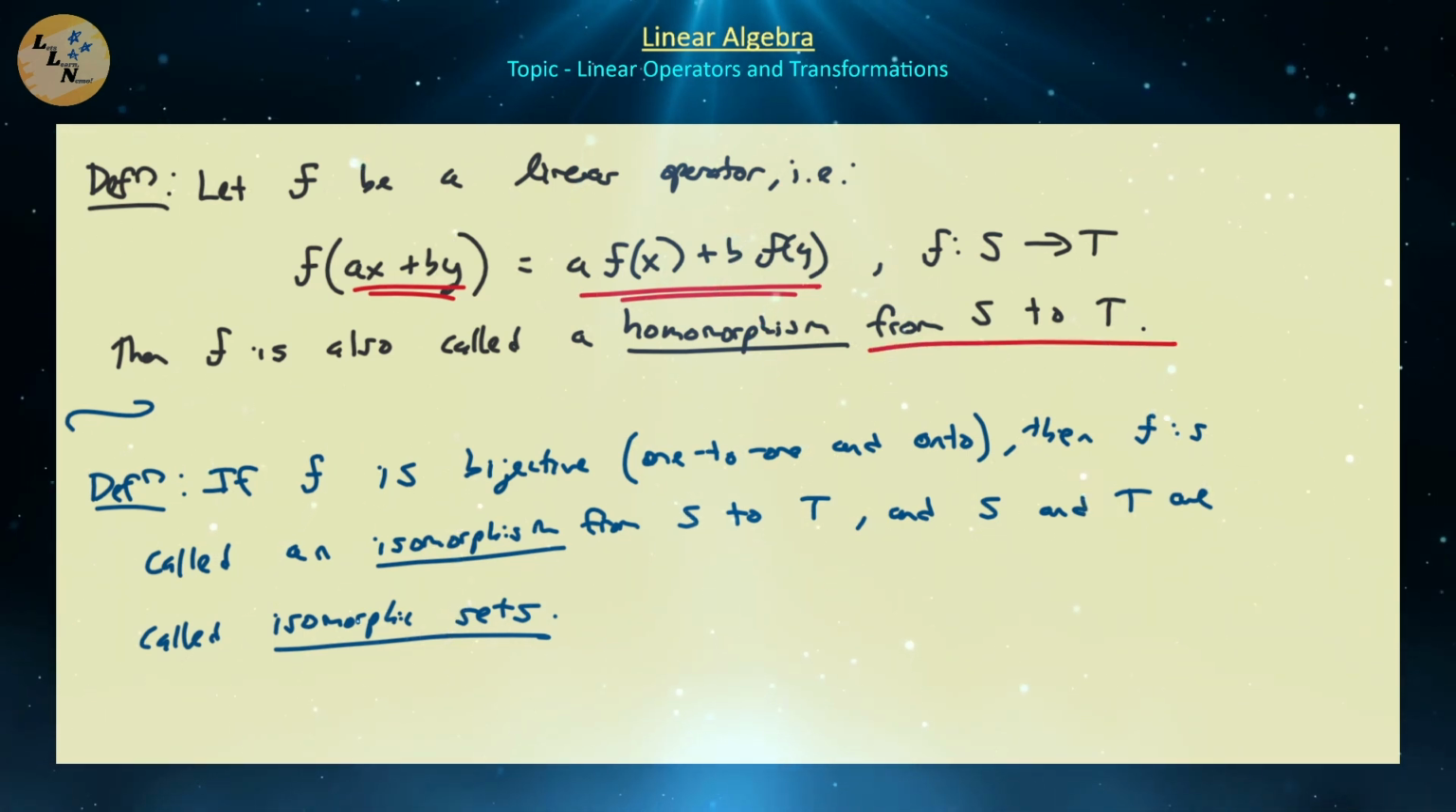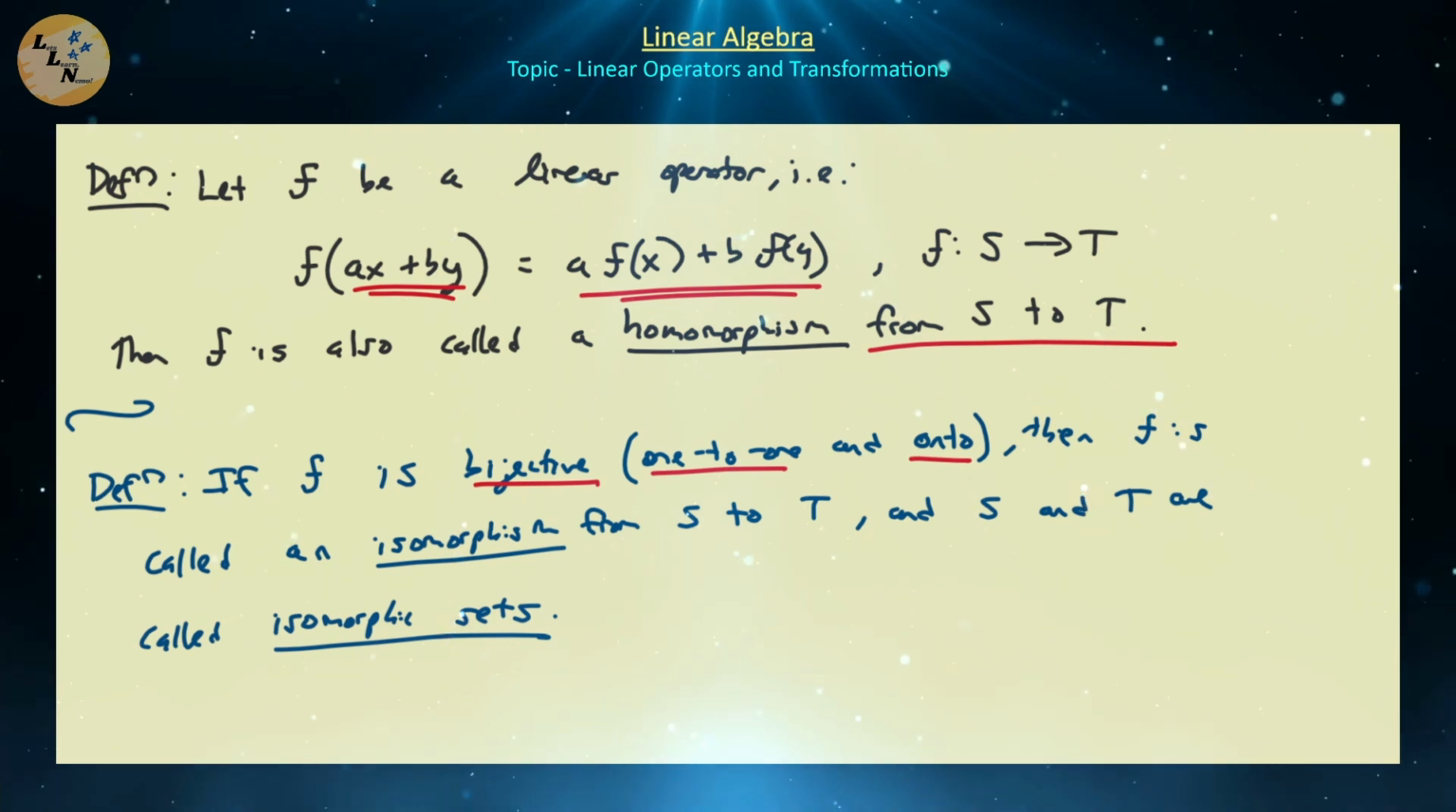Now, if f is bijective, in particular if f is 1-to-1 and also onto, in some sense f is invertible and you know practically everything about the range or the images of the elements in S, then f is called an isomorphism from S to T, and S and T are said to be isomorphic sets.